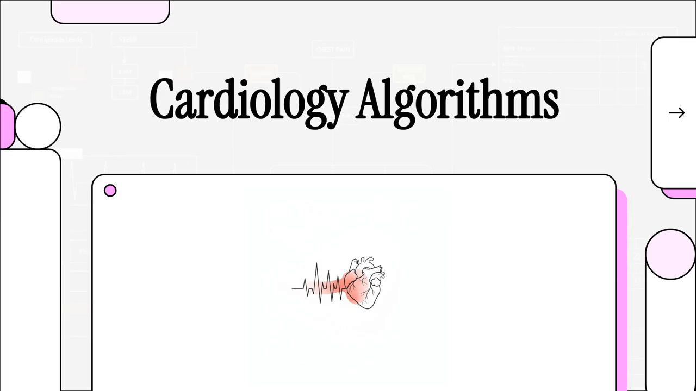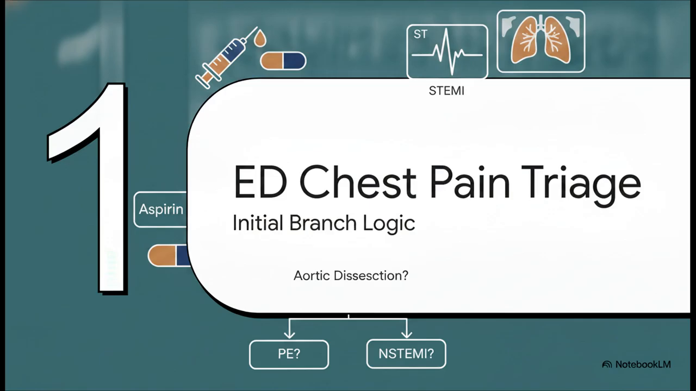So let's map out the dark mode test day logic for Step 2 CK cardiology. Moving right into ED chest pain, triage, and initial branch logic. Boom, you drop straight into triage mode. Secure venous access, get those vitals, order a chest x-ray, and if your concern for an aortic dissection is distinctly low, you give aspirin. Your mental algorithm has to instantly branch out into the major critical buckets.